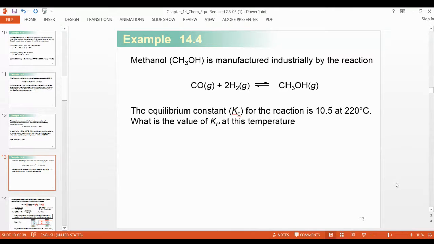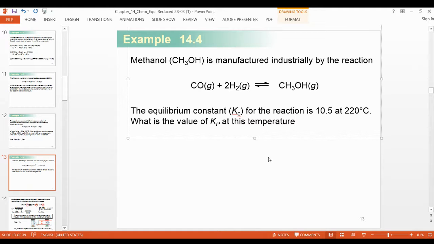Another example we have, in which is the manufacturing industrially by this reaction, the equilibrium constant Kc for the reaction is this, and what is the value of Kp at this temperature? You remember the formula Kc and Kp? Yes. So the Kc is given here, 10.5, okay, and how you calculate Kp? The value of Kp at this temperature, how you calculate?